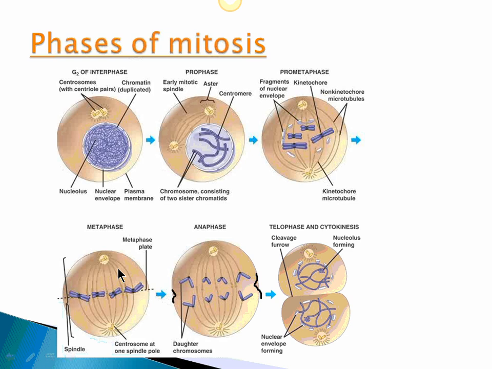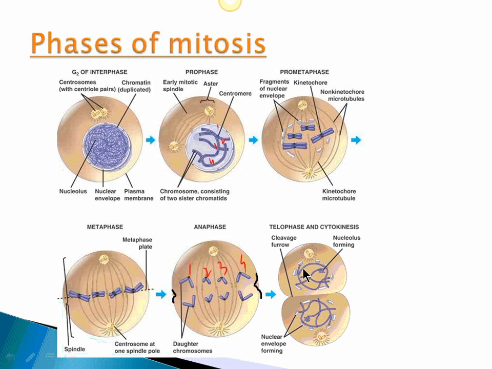So notice here the chromosomes are split. Each daughter chromosome, one goes to either end. So if I labeled this 1, 2, 3, 4, you can see 1, 2, 3, 4 at either end. And then you can see cytokinesis is beginning. It wasn't shown in the diagram, that's why I had that little thing. So cytokinesis begins in anaphase.